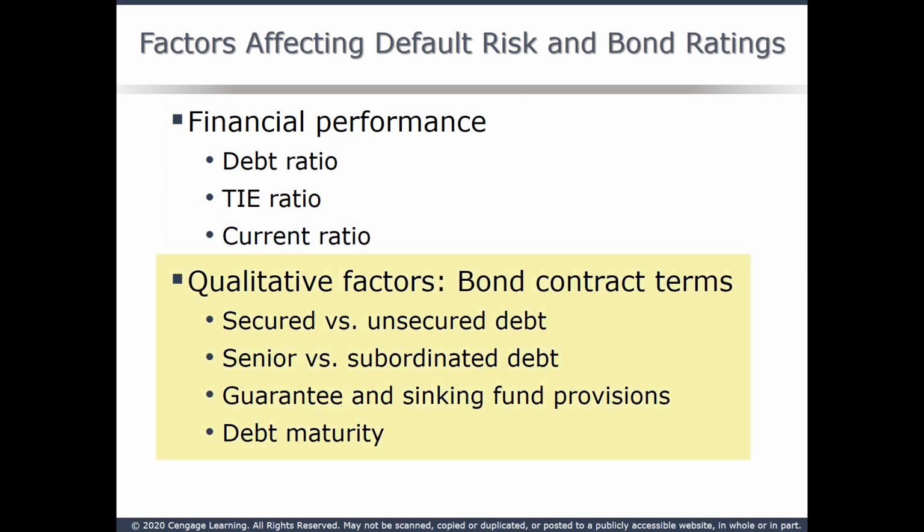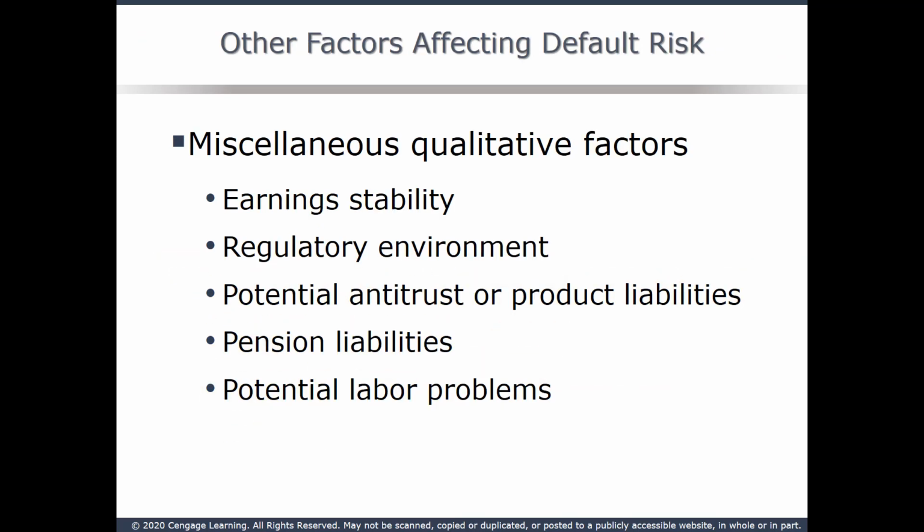Factors related to the specific bond issue include: is the debt secured or unsecured? Is it senior or subordinated? Are there any sinking fund provisions? The length of maturity. Anything that can affect the ability of the firm to make the required coupon payments and pay back the principal is a concern. Earning stability. The regulatory environment of the firm. Potential antitrust or product liability issues. Outstanding pension liabilities. Potential labor problems.